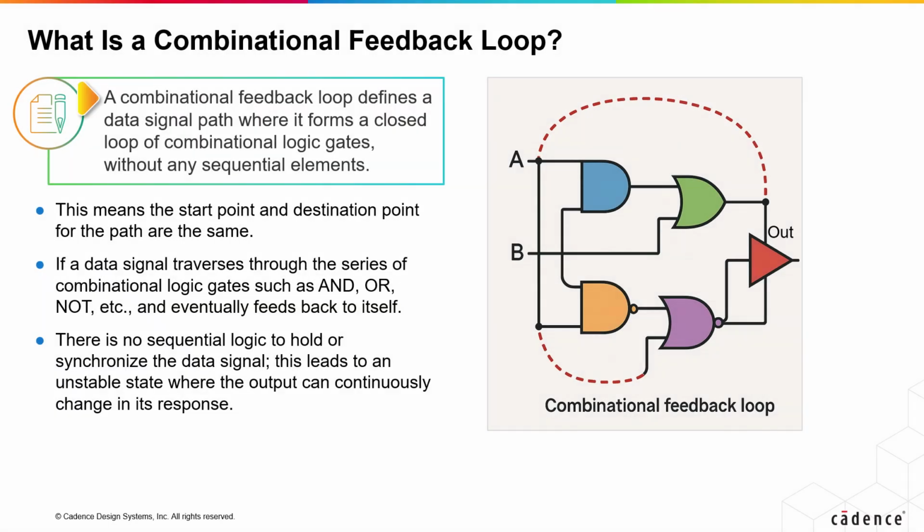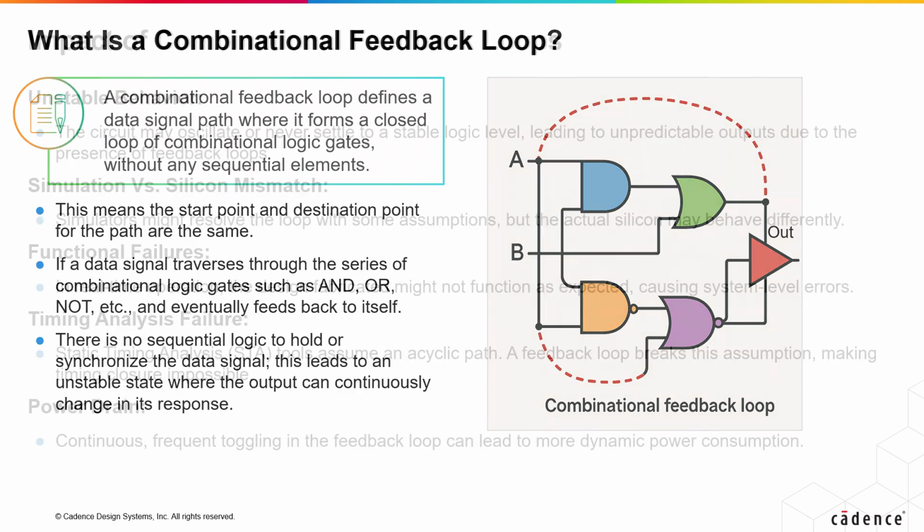Combinational loops are the loops that are formed in a circuit when the data starts and ends at the same point in a combinational path. Here is an example of a combinational feedback loop with a series of logic gates present in the path, and there is no sequential element in that path to hold the data. This might lead to unstable data output.